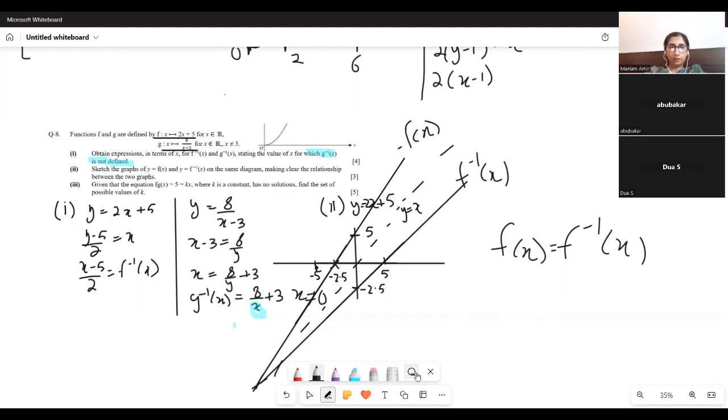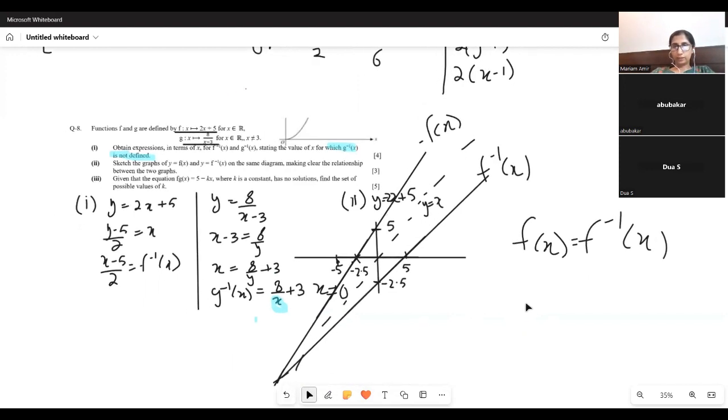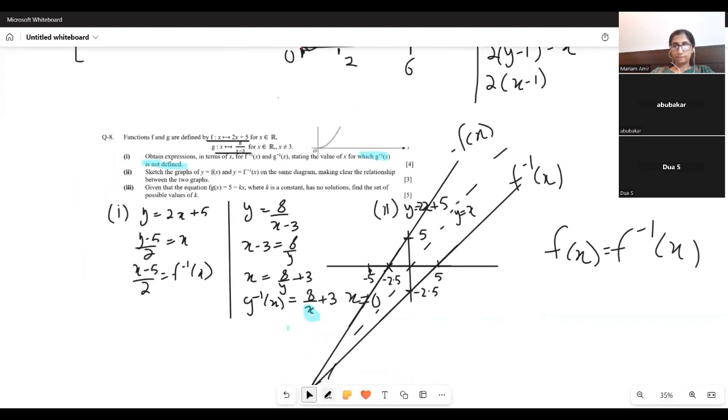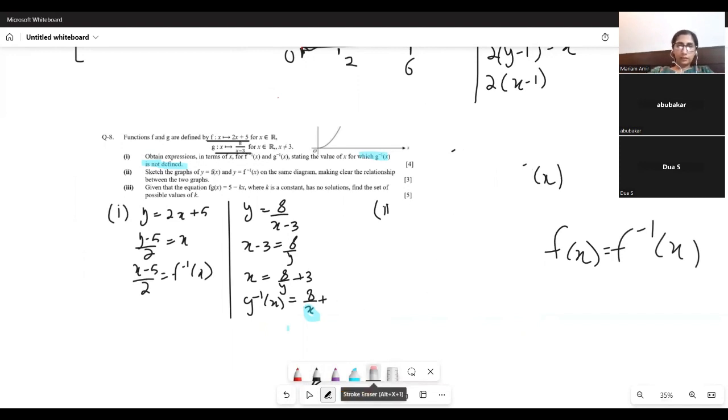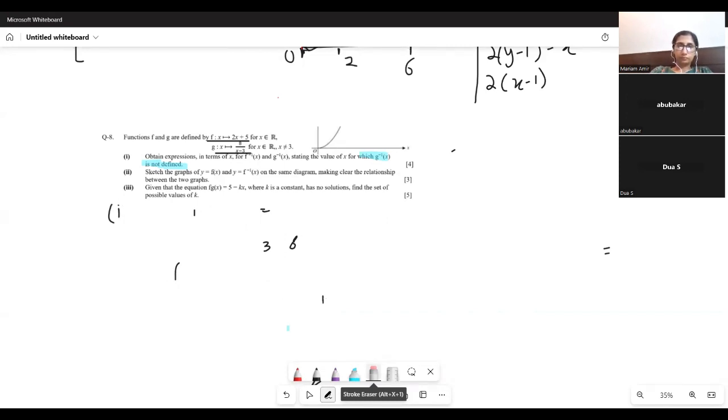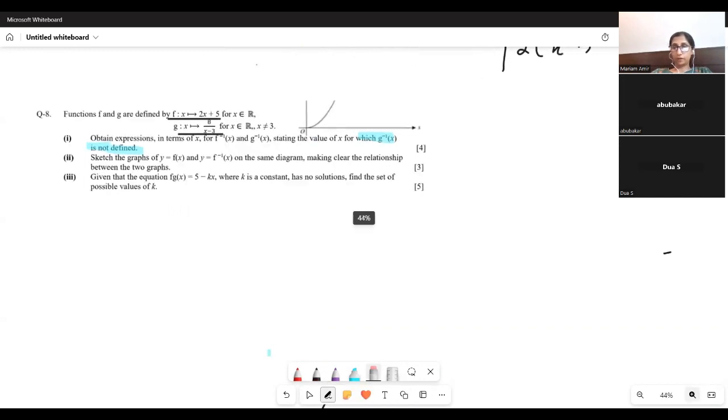Okay, so part 3. Slightly zoom in and clear the rest. Given that the equation f(g(x)) equals 5 minus kx, where k is a constant, has no solution, find the set of values of k. This is the case of properties of discriminant. Again, this is from the topic quadratics, slightly merging with functions.